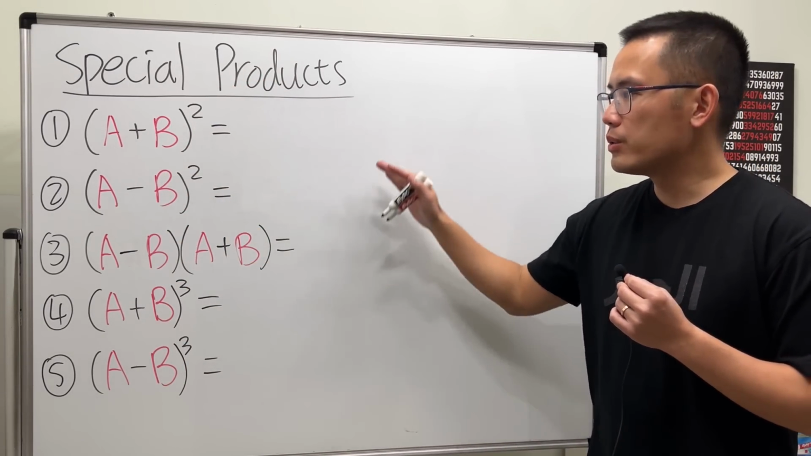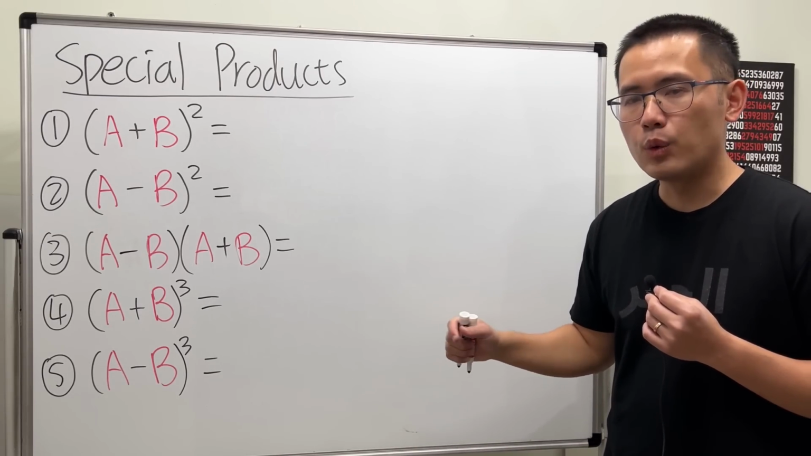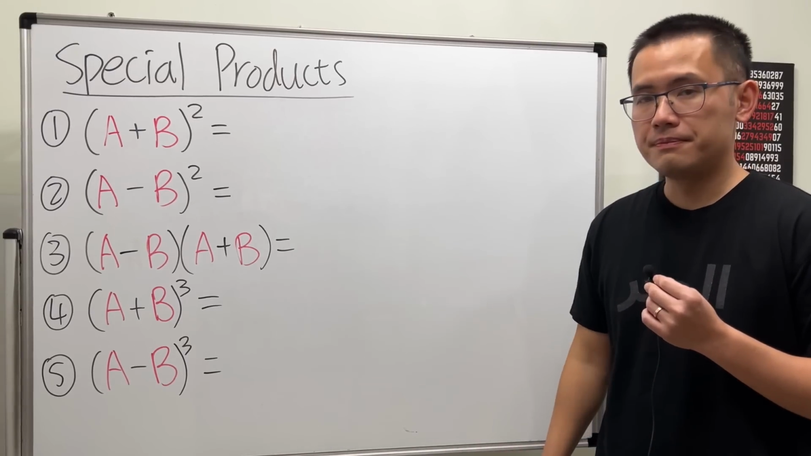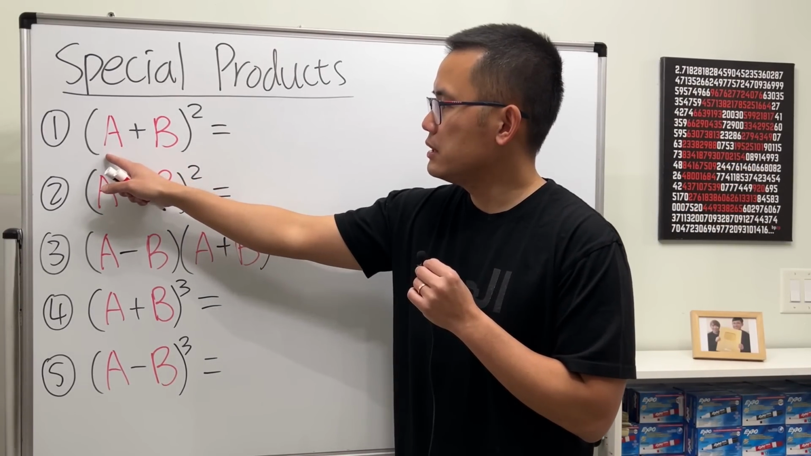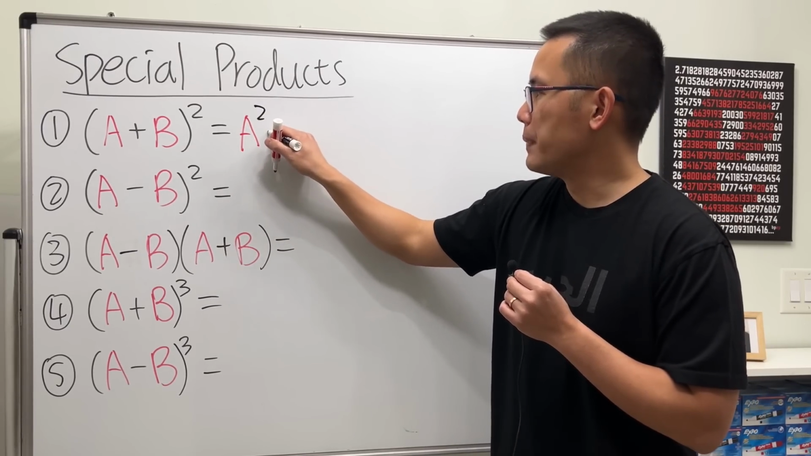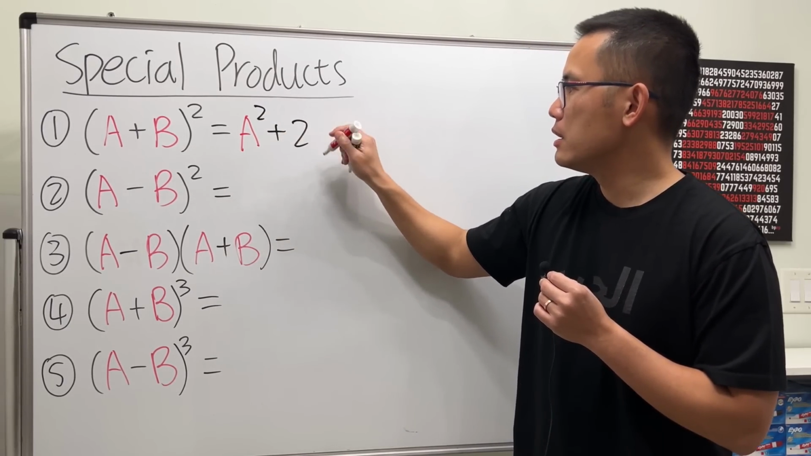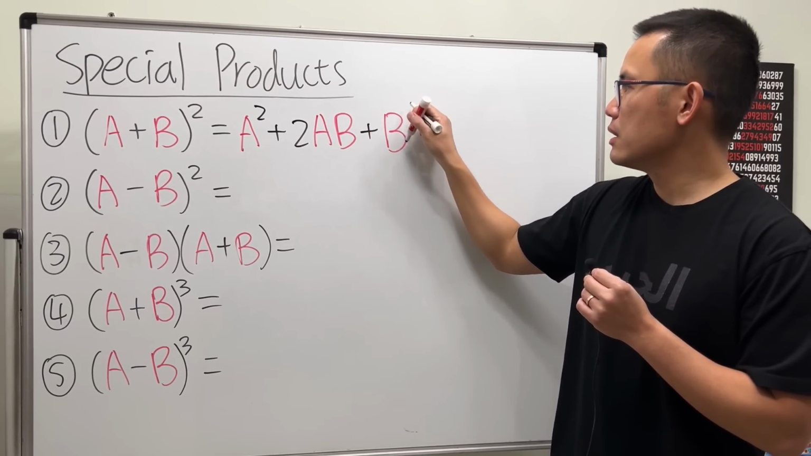So we are going to talk about the formulas first, and I'll show you guys some examples. At the end, I will show you some proofs for some of this. So here we go. First one, if we have a plus b in the parentheses squared, we will get a squared plus 2ab and then plus b squared.